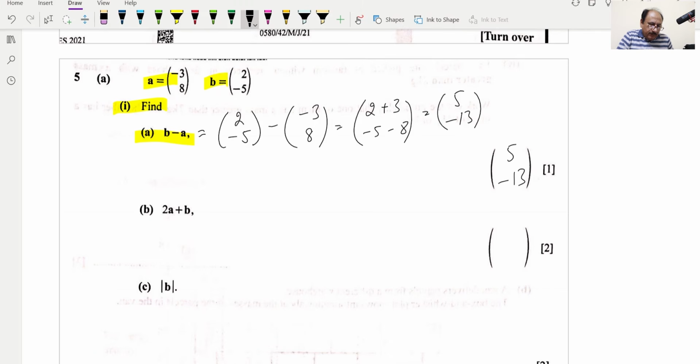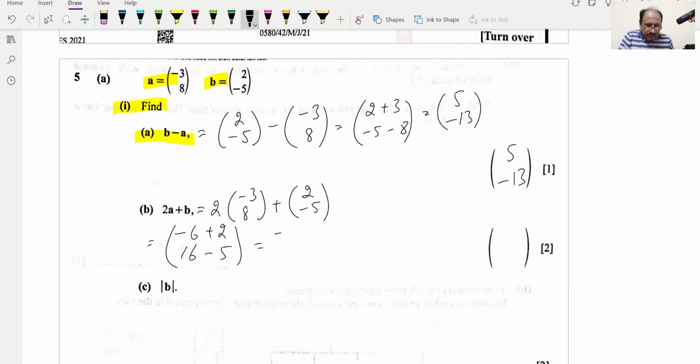One more question, 2A plus B. This will be equal to 2 into minus 3 and 8, plus B will be 2 and minus 5. This one we can write as 2 into 3 will be 6, minus 6, and 2 into 8 will be 16, and plus 2 and minus 5, and this can be written as minus 4 and 11. So minus 4 and 11 will be the final answer.